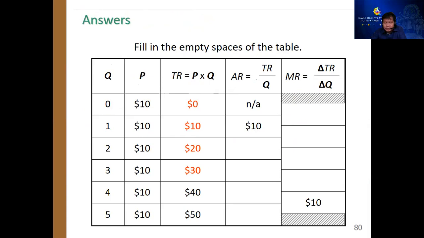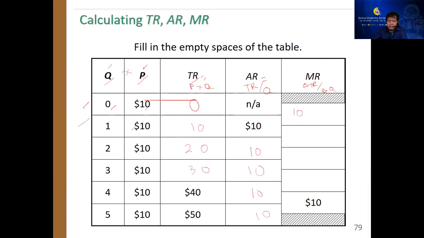So, let's go back. The change in total revenue: 20 minus 10 is equal to 10, no? Divided by 1, so 10 also. Then 30 minus 20, divided by the difference in quantity, also 10. Then the difference of 40 and 30 is 10. The difference of 4 and 3 is 1. So, 10 divided by 1, 10 still, no?